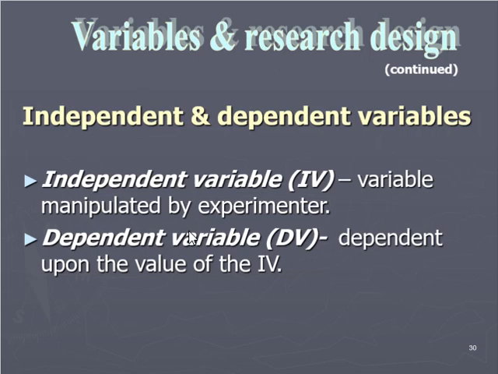So for example, we have established the relationship of the number of study hours of a student and their academic performance. And we found out, what affects the other? Well, the number of hours affects the academic performance. So the number of hours will be the independent variable and the academic performance is the dependent variable.